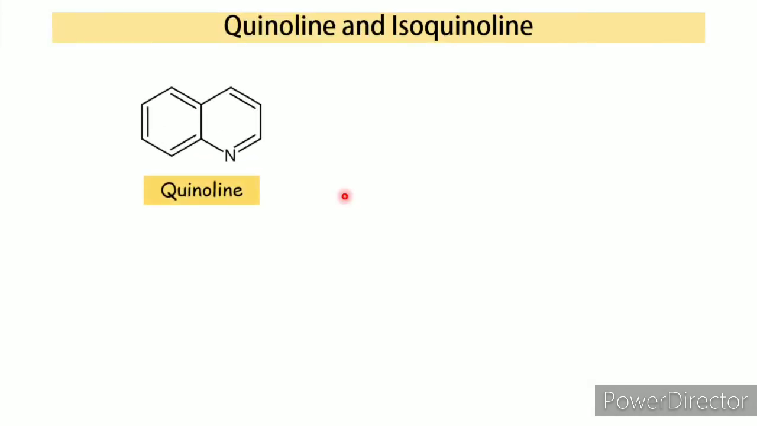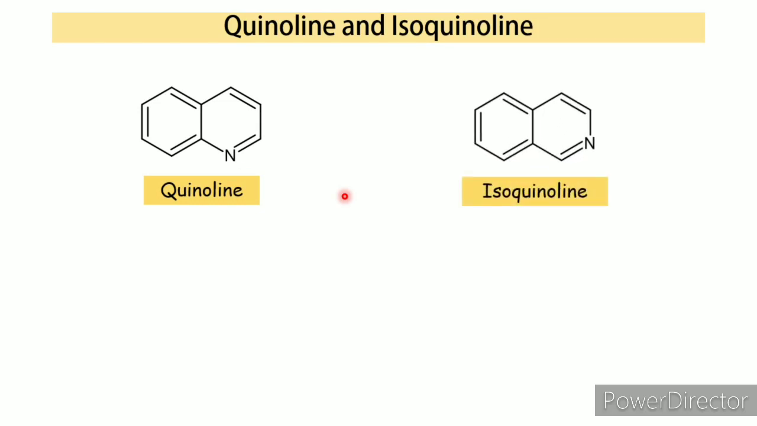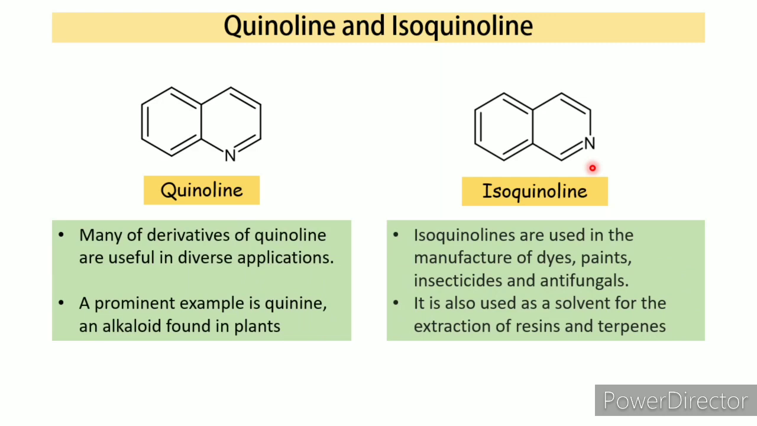So this is the structure of quinoline and this is the structure of isoquinoline. As you can see, in quinoline this heteroatom nitrogen is next to benzene, and in isoquinoline, this heteroatom nitrogen is one carbon apart from benzene. Derivatives of both are useful in diverse applications. So let's now check how to name these compounds.